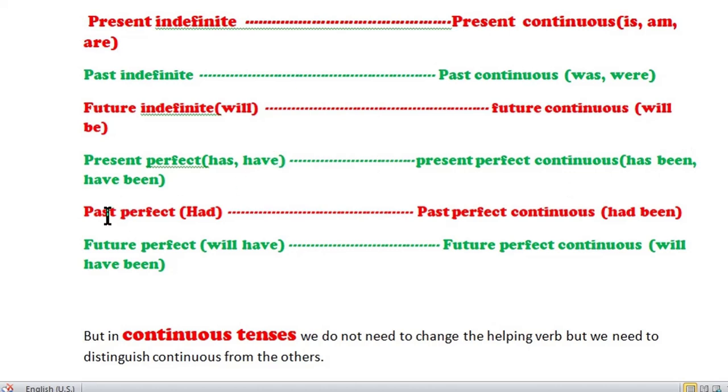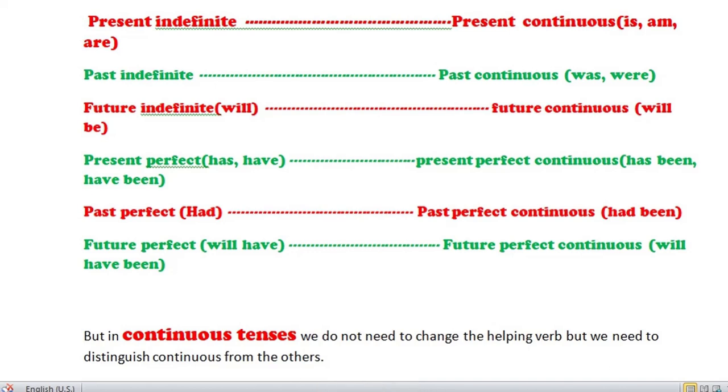The next one is the past perfect tense. It's so simple. It will take the helping verb of the past perfect continuous, like had and had been. Just keep in mind, when you have has, have, had, you just have to add been to it. The perfect sentences are so easy in making passive voice. Next one is the future perfect. Future perfect will take the helping verb of the future perfect continuous. Will have will be changed into will have been. So it's so simple. Just remember these helping verbs and you will be able to do this.